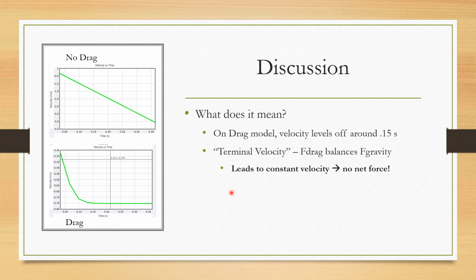And then what does it mean? So on the drag model, the velocity levels off around 0.15 seconds, which is a terminal velocity, which is where the drag force balances gravity, which is constant velocity, so no net force. You can see this here.